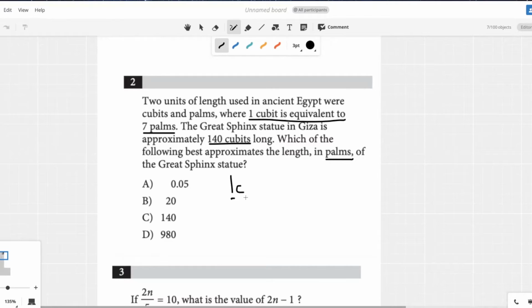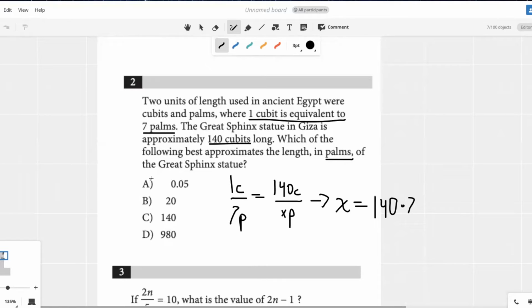So 1 cubit over 7 palms, because that's the conversion factor that's given to us in this question, is equal to 140 cubits over x amount of palms. And we need to solve for x. And so to solve for this x, we can just do cross multiplication. So this will turn into x equals 140 times 7. And so you would be tempted to plug this into a calculator to solve for the exact value of x, and that's normally what we would do.